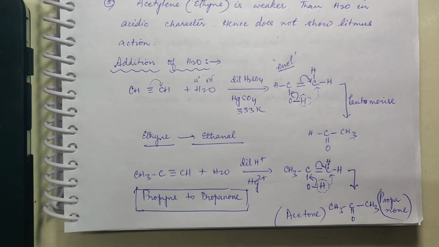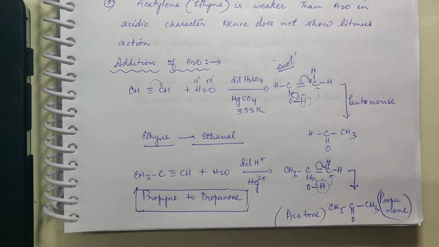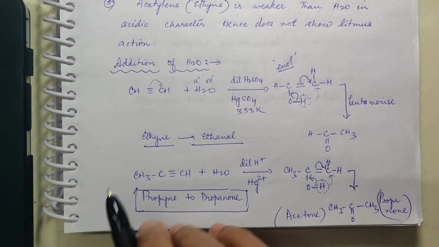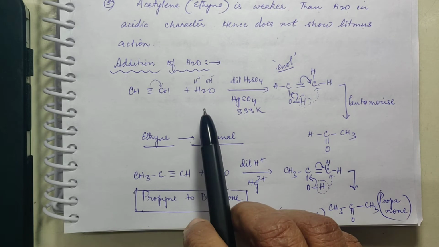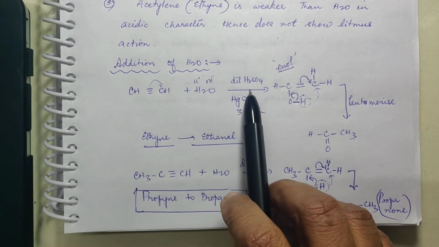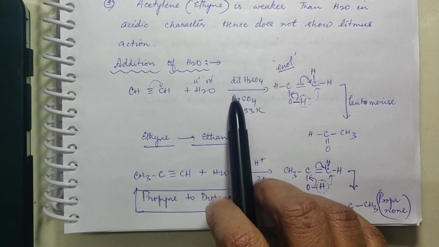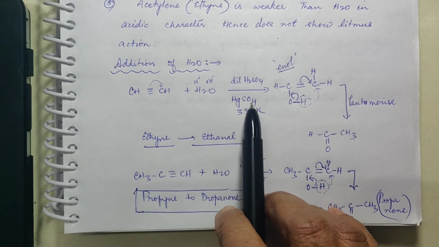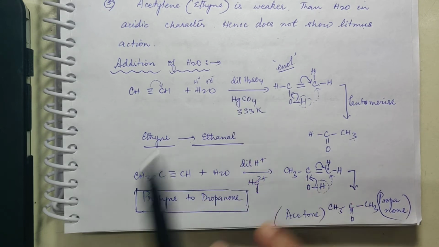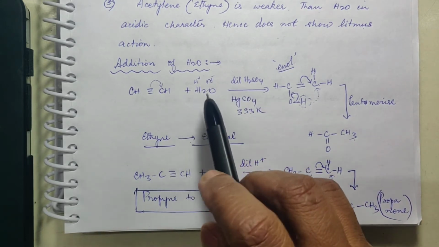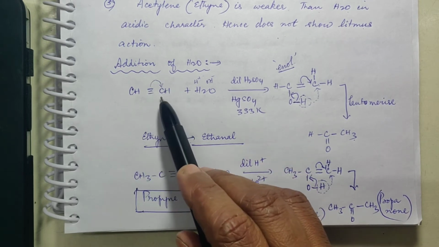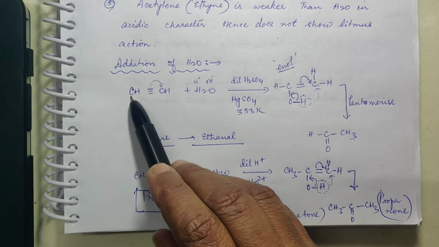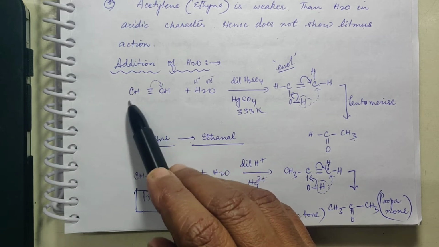Yes, children, we will see today the next topic, that is addition of water to alkynes. Supposing you are adding water to an alkyne, this is done in the presence of dilute H2SO4 and HgSO4, that is mercuric sulfate. Here one bond is moving towards this carbon, that is C minus, and from where you have taken it out, this will become C plus.